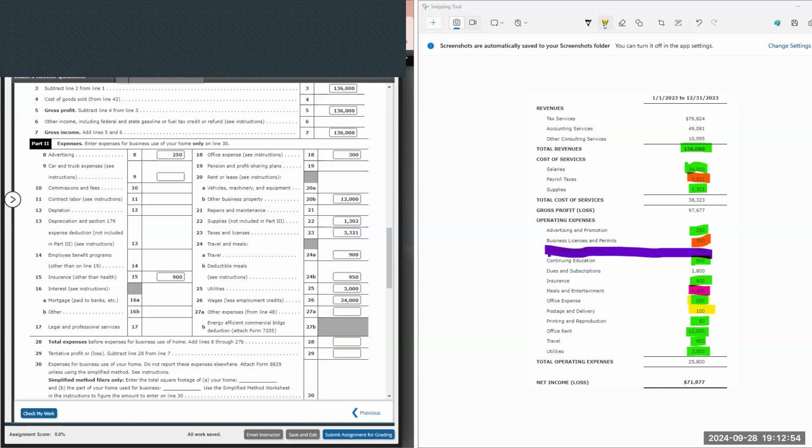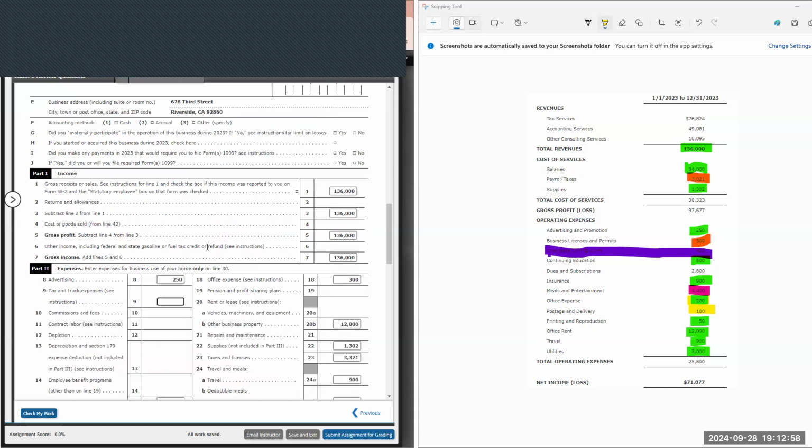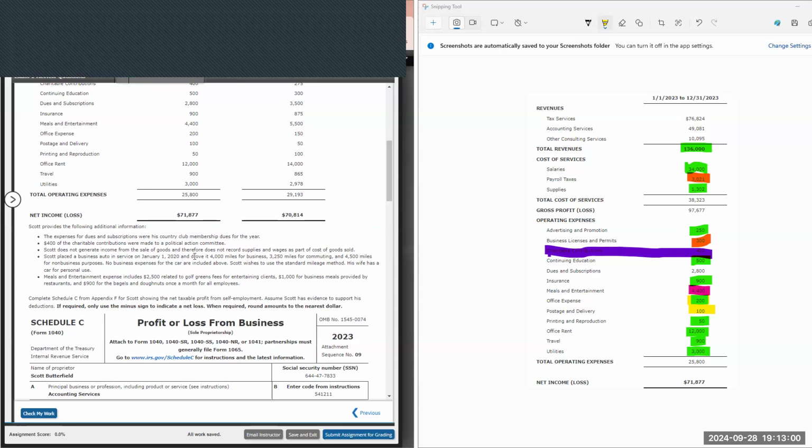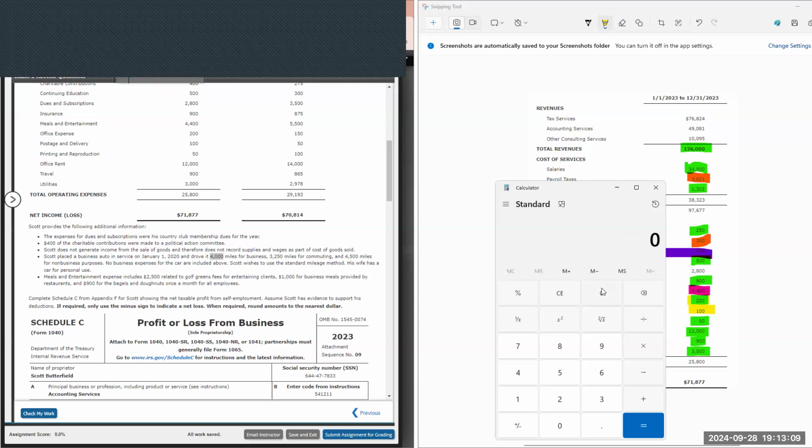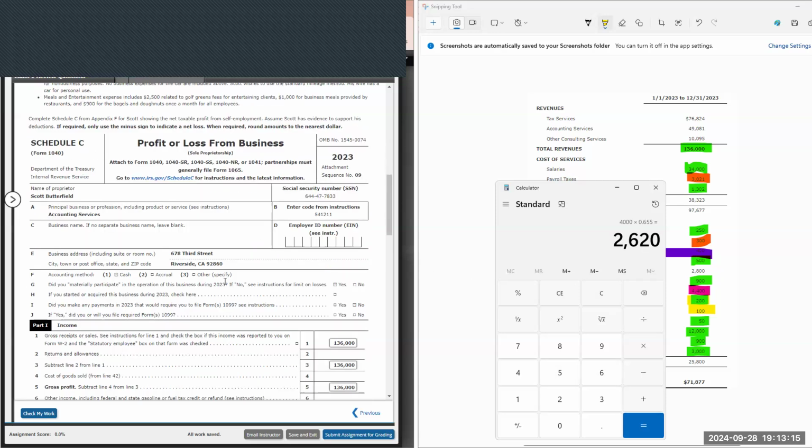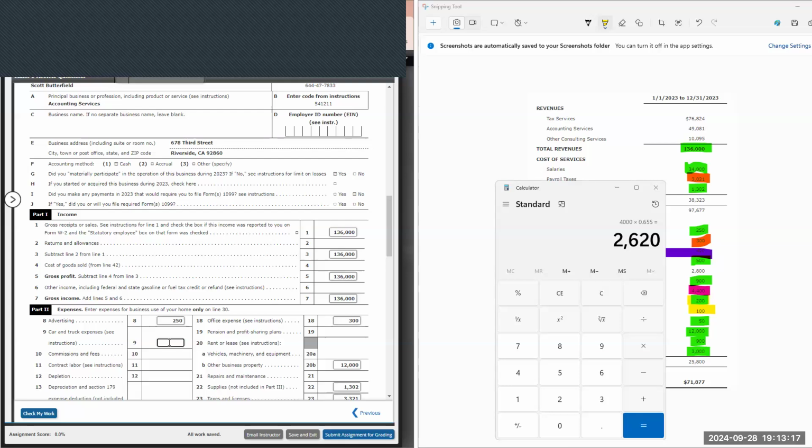All right, so now we need to scale back to determine what's the amount of car and truck expenses that would be deductible. So the problem lets us know that he drove 4,000 miles for business. So in order to determine the amount that is deductible, 4,000 multiplied by 65.5. So therefore, the total amount that is deductible for car and truck is 2,620. So just keep that in mind.